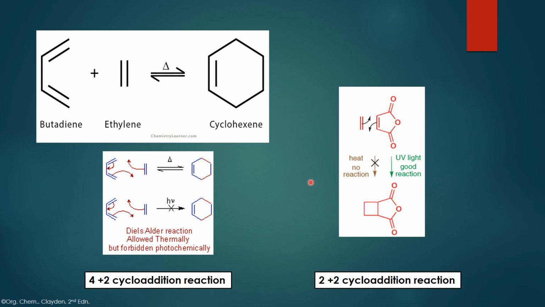To understand this, we have to study the orbital interactions occurring under the photochemical and the thermal condition. Before moving into that, we first have to keep in mind that the 4+2 cycloaddition reaction is thermally catalyzed, whereas the 2+2 cycloaddition reaction is photochemically catalyzed. In the following slides, we are going to discuss why this happens.